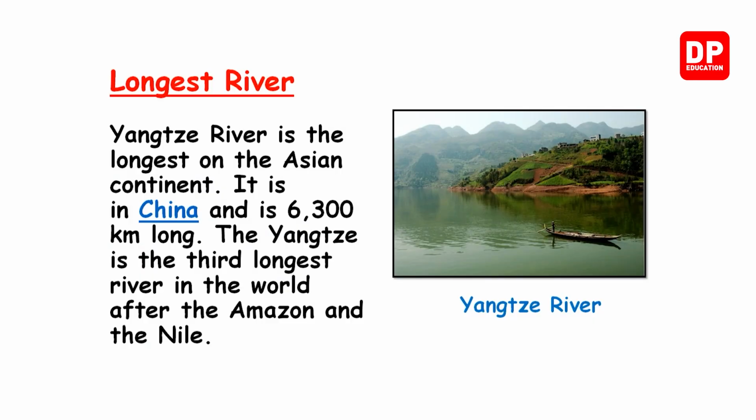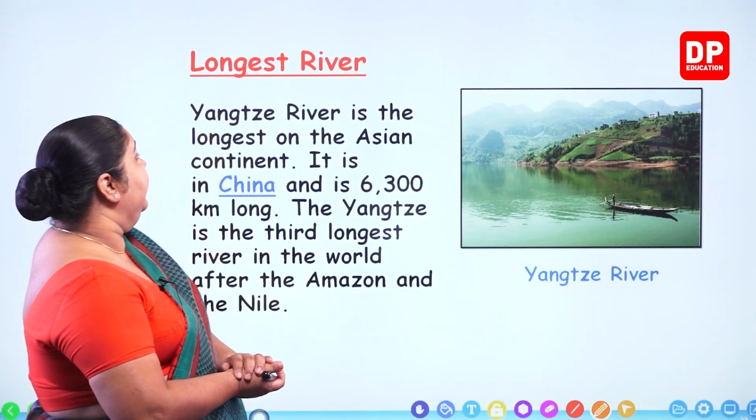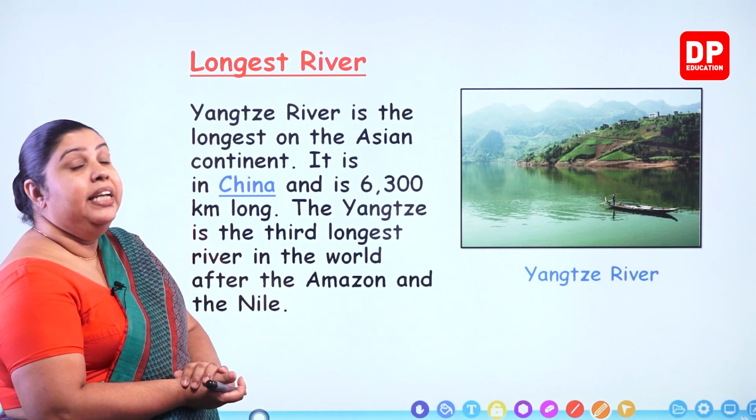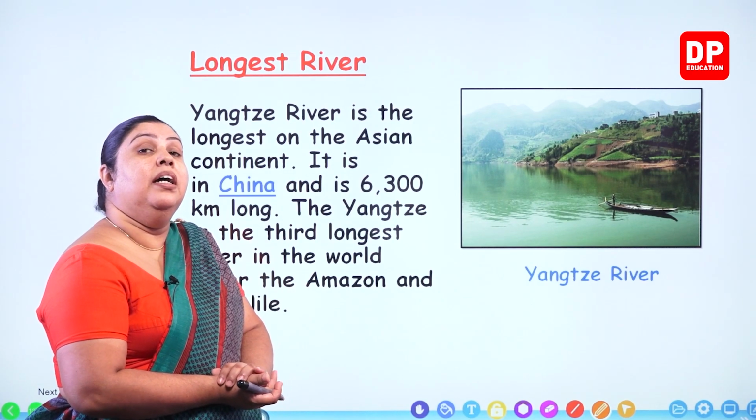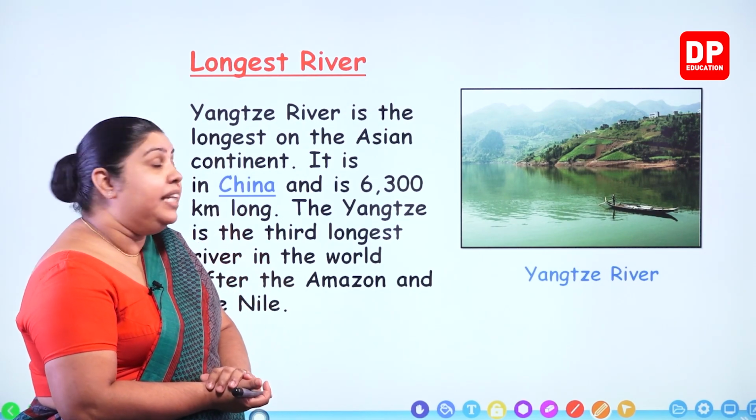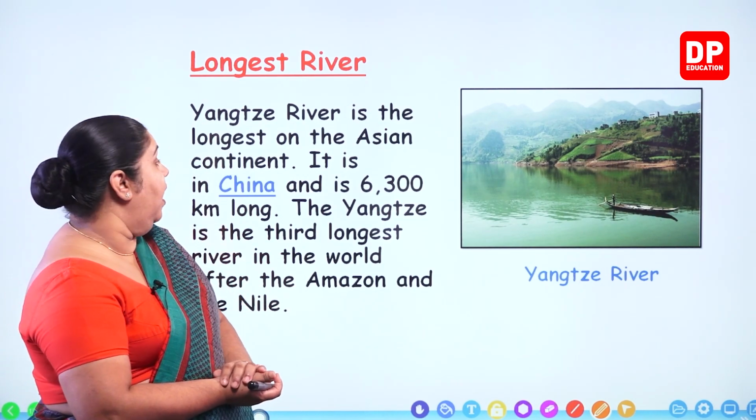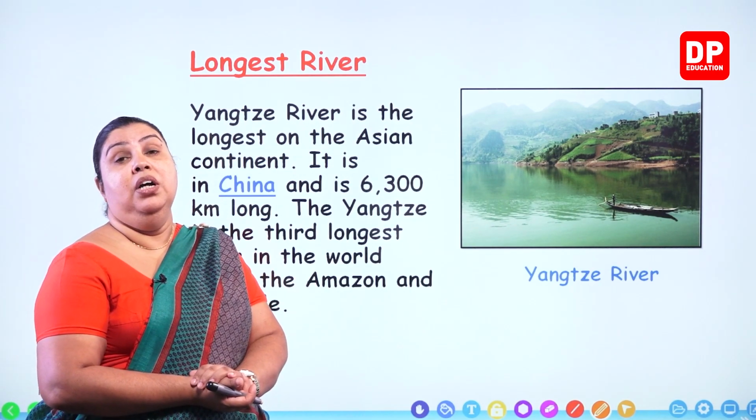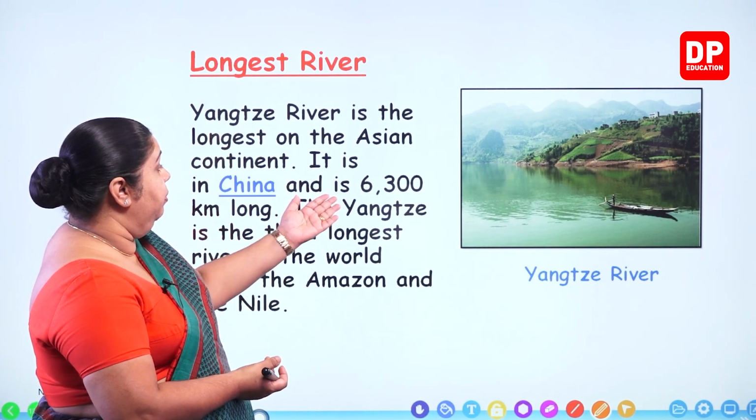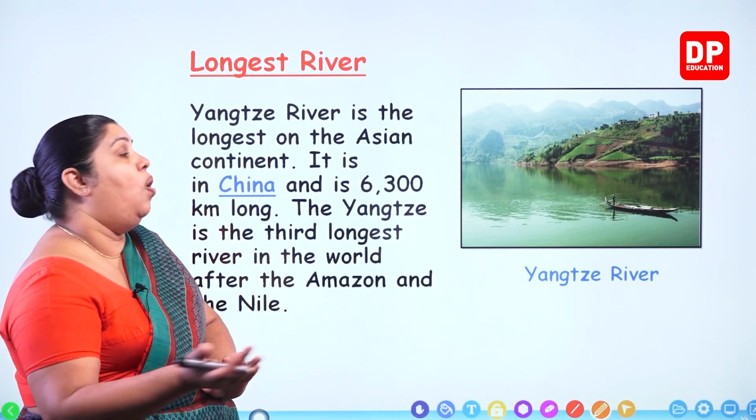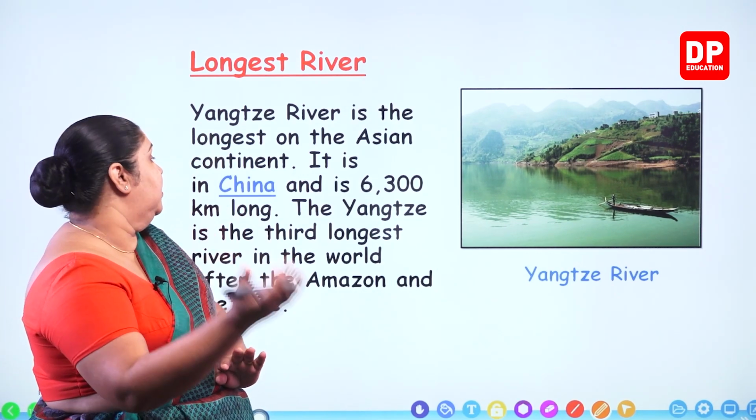What is the longest river in Asia? ඔන්න ආසියාවේ තියෙන දිගම ගඟ මොකද්ද පුතේ? Yangtze River is the longest on the Asian continent. Yangtze කියලා තමයි මේ ගඟට අපි කියන්නේ පුතේ. ලෝකයේ ආසියාවේ තියෙන දිගම ගංගාව තමයි Yangtze ගංගාව. It is in China and is 6,300 kilometers long. කොච්චර දිගයිද පුතේ මේ රට? කිලෝමීටර් 6,300ක්. 6,300 kilometers long. කොහෙද තියෙන්නේ? It is in China.